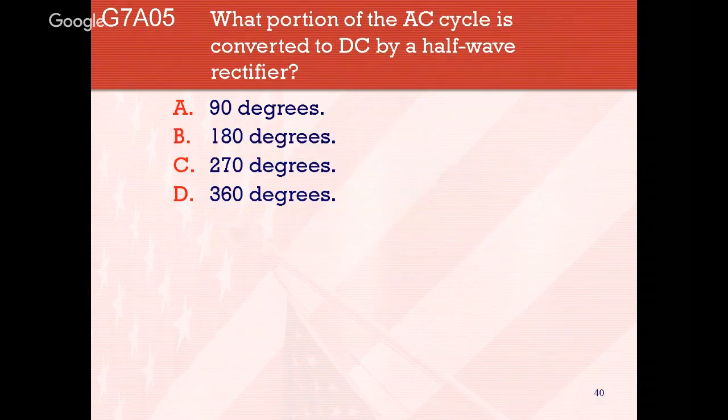What portion of the AC cycle is converted to DC by a half wave rectifier? Only half of it, which is 180 degrees. A full wave of an AC cycle is 360 degrees.